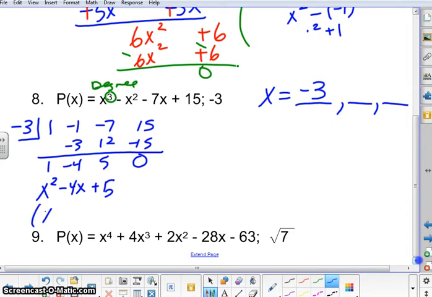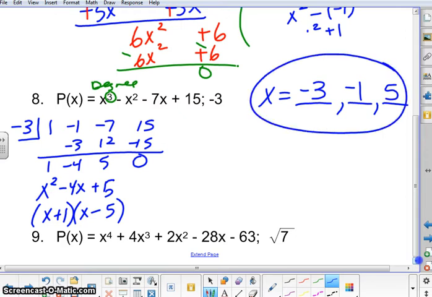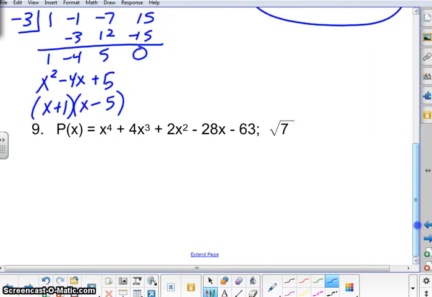11.2's lesson. And then we have minus 1 and minus 5, and it looks like I need that to be a plus 1. So with zero product property, I can get negative 1 and 5 for my other roots. So all of those are the roots to this polynomial. All right, let's finish up number 9.